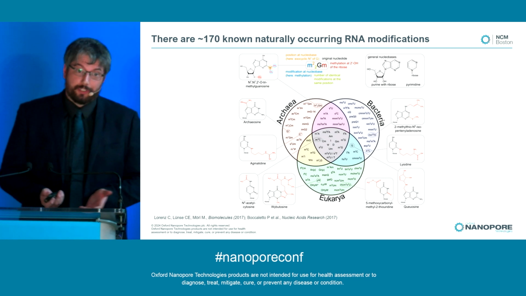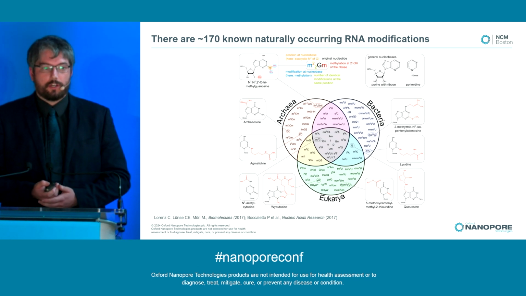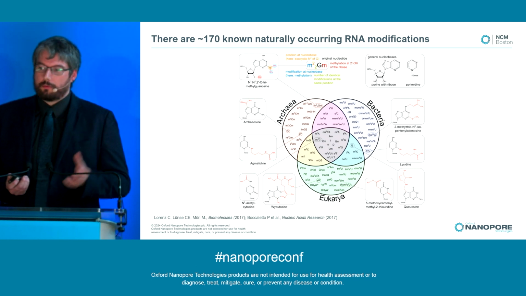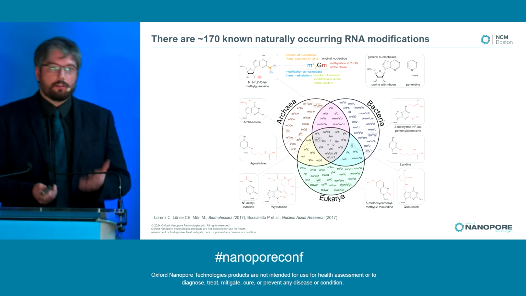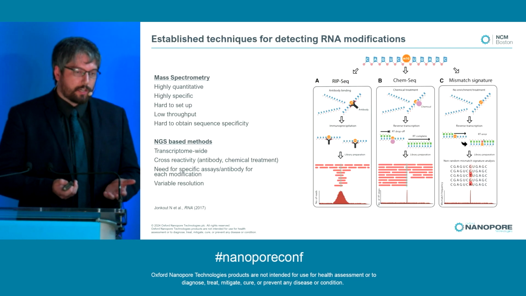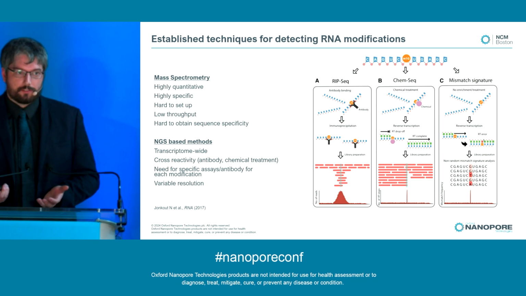And there's a lot of them. To date, there have been about 170 RNA modifications identified through all three branches of life, with a subset that have been found in all three. And in mammalian messenger RNA, there are about 13 of them. And so you can't have one of the previous technologies detect all of these simultaneously.